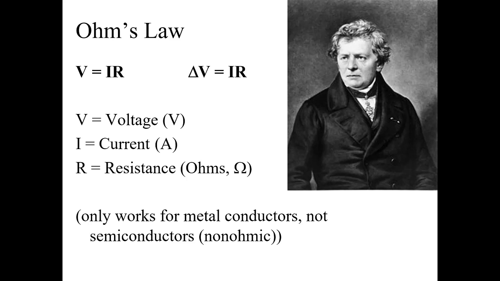Technically, it's delta V equals IR. Usually, we just abbreviate it as voltage equals IR. We know it's the change in voltage. So V is the voltage, I is the current, and R is the resistance. Now, the resistance is even measured in ohms, named for Ohm.